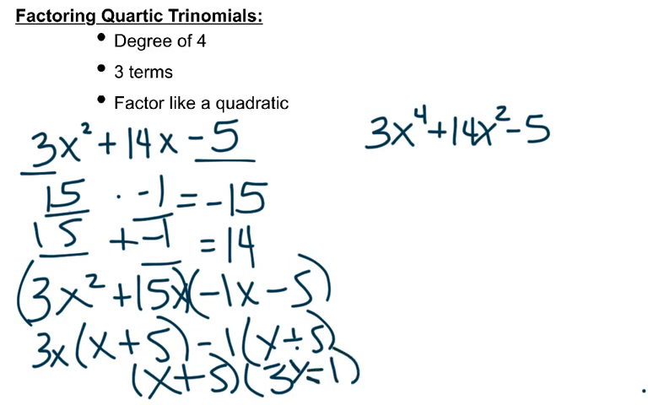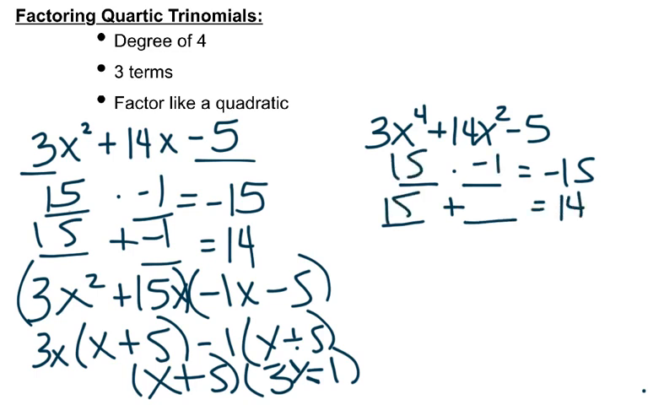Okay, so I'm going to do the same thing for the quartic. I'm looking for two numbers that multiply to give me negative 15. Add to give me 14. Has to be 15 and negative 1.